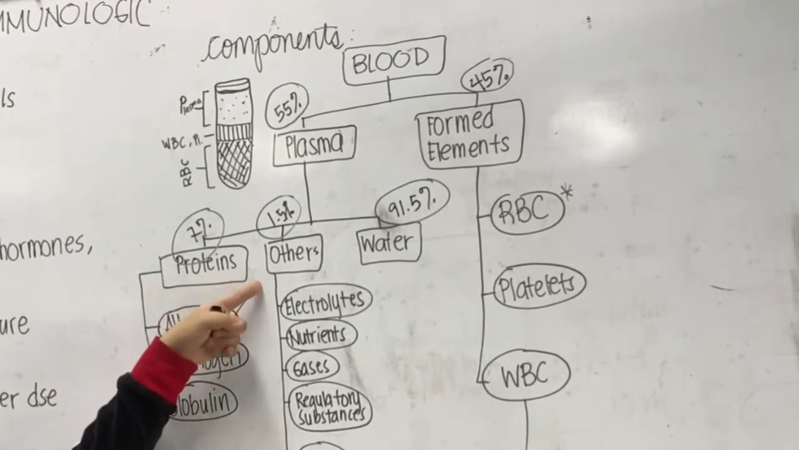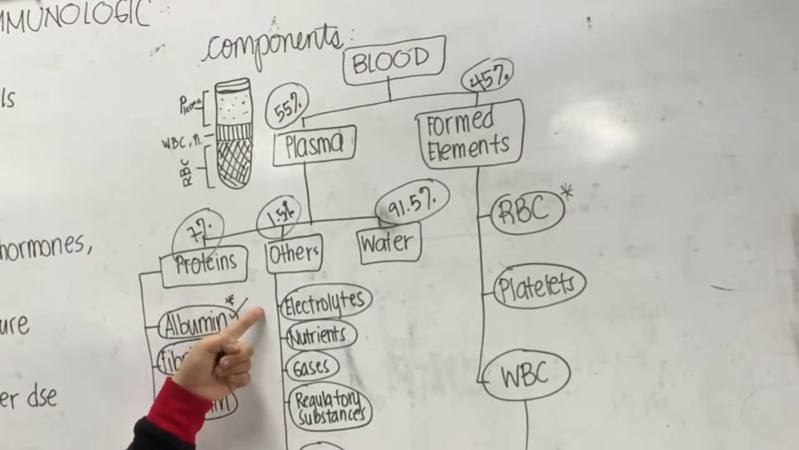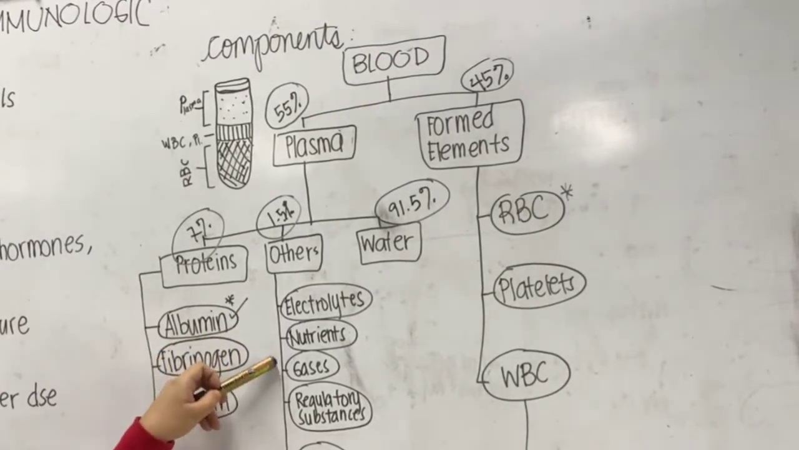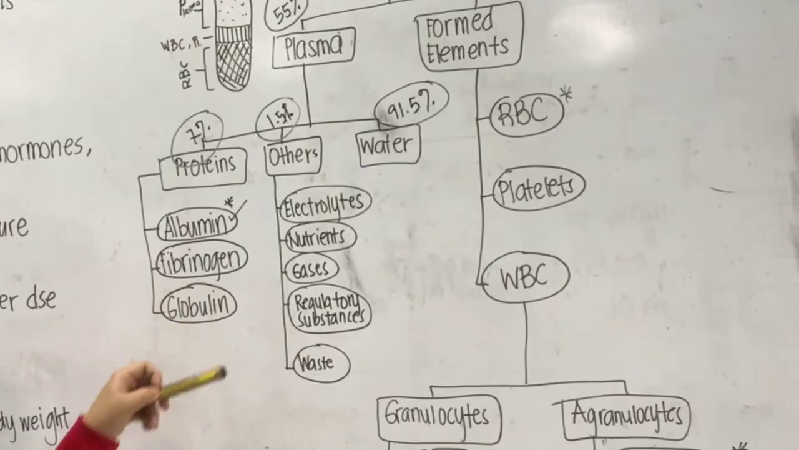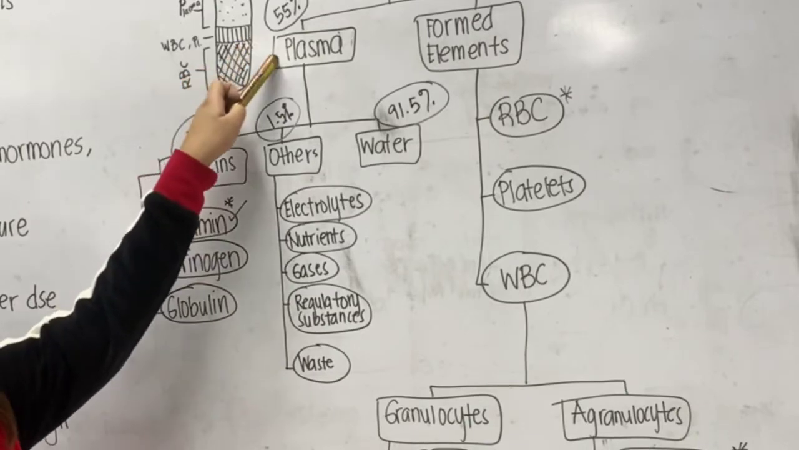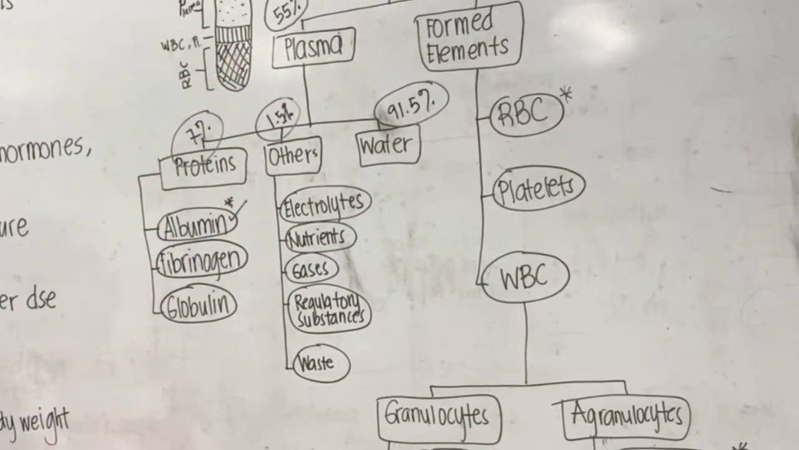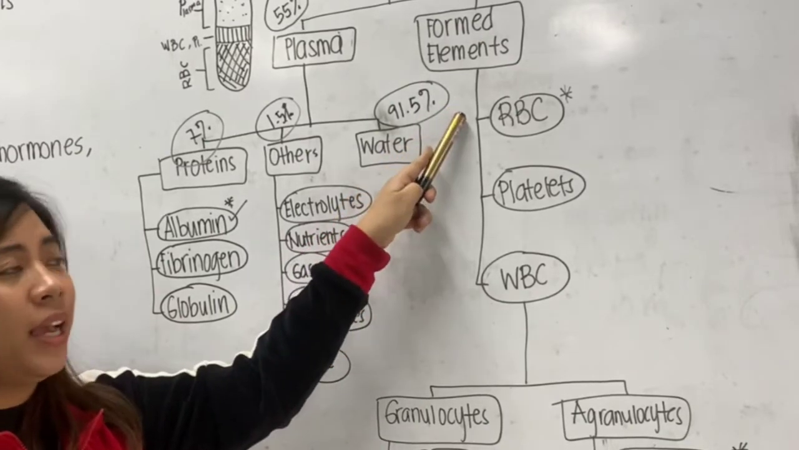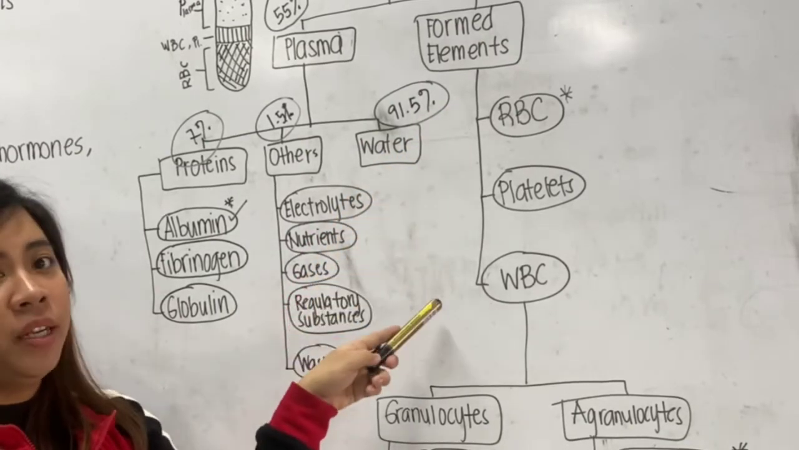Other substances found in your blood plasma are your electrolytes, so you have your potassium and your sodium. You also have nutrients, your gases, some regulatory substances, and your waste products. So all of these are found in the liquid component of blood. For the formed elements, we have three major formed elements: your red blood cells, platelets, and your white blood cells.